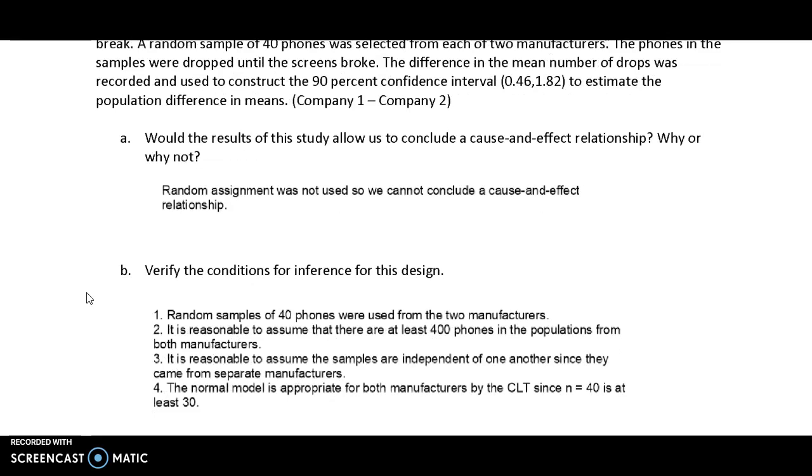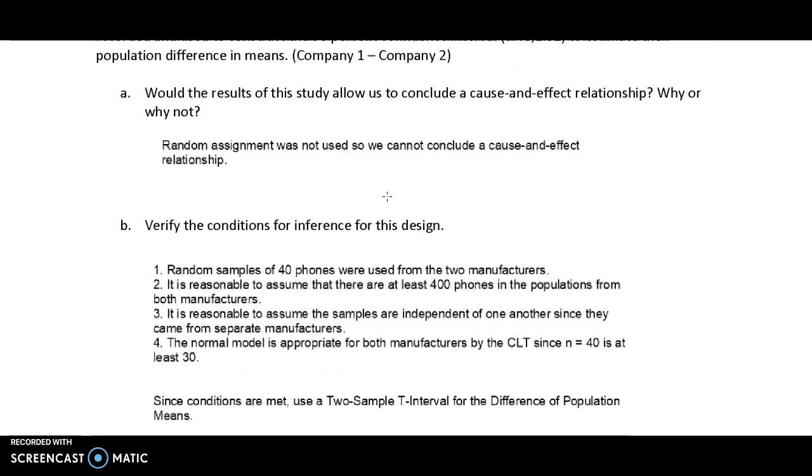Now, the conditions for inference: we took random samples. We have at least 10%. We haven't sampled any more than 10% of the population. Since we have separate manufacturers, it's reasonable to assume the samples are independent of one another, and our sufficiently large sample size will allow for us to use a normal model by the central limit theorem.